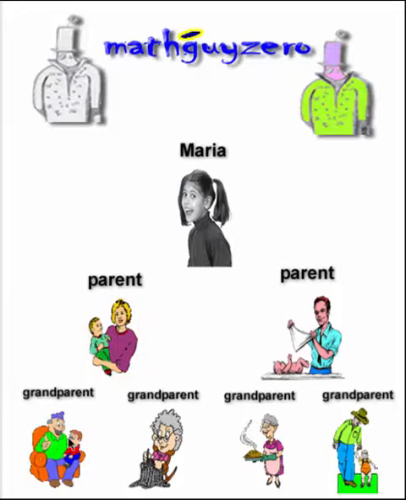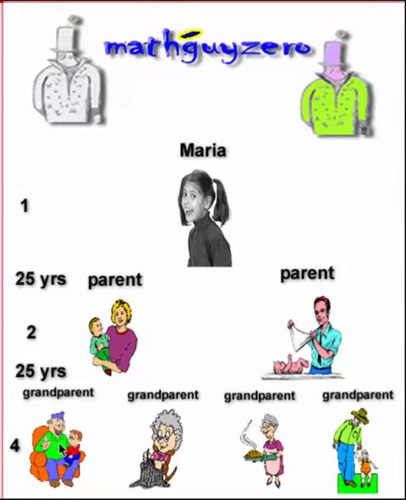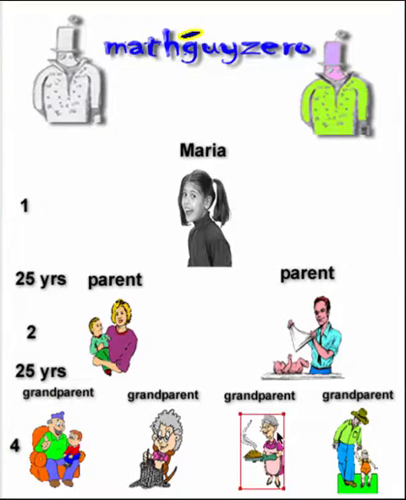And then each parent has a parent, and they are called the grandparents to Maria. So let's start counting. Maria is one person, and 25 years previous to that, she had two ancestors, mama and a papa. And 25 years before that, she had four ancestors, right? Grandma, grandpa, grandma, grandpa.